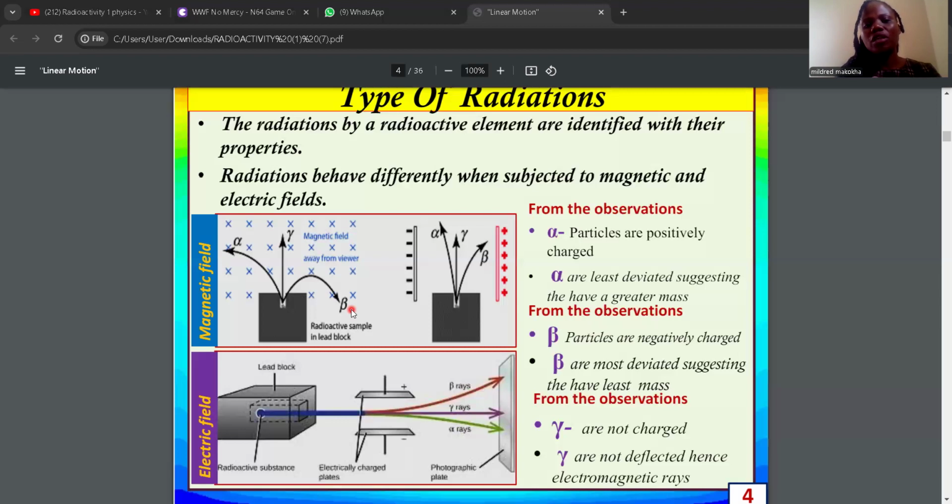And from our Form 1 work on cells and simple circuits, there are charges that are negatively charged that are normally in the opposite direction to the direction of flow of current. So because our radiation is emitted upwards, and our second finger is pointing downwards, then definitely the radiation that is deflected to the right is beta.